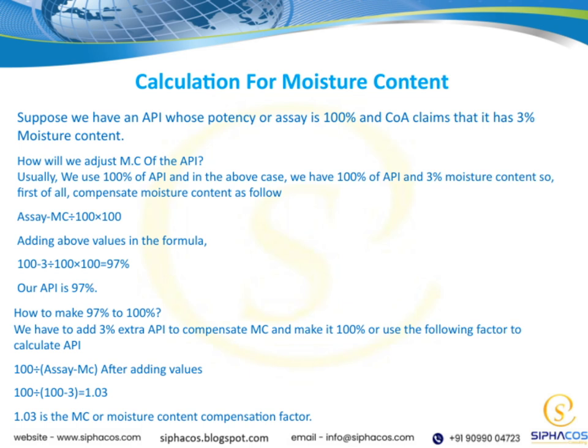So our actual API, after accounting for moisture, is 97%. Let's consider an example to clarify this. Suppose we have an API with an assay of 100%, and the certificate of analysis claims it has 3% moisture content. We use this method to accurately determine the true potency, ensuring our measurements are precise and reliable.